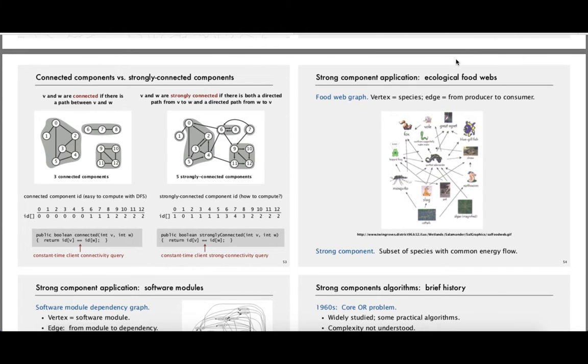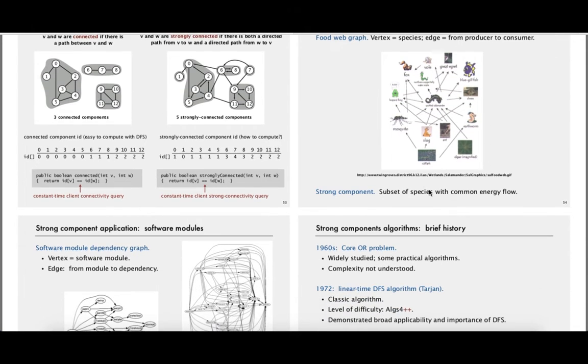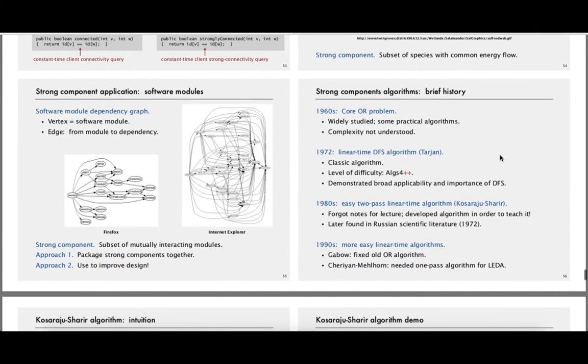We can see ecological food webs. So in a food web graph, you can see that vertices are species, and an edge goes from producer to consumer. A fox can eat a mosquito, and it's like that. So it is a subset of species with common energy flow. In strongly connected components application we can also see software modules. In a software module dependency graph, a vertex is a software module, and an edge goes from a module to its dependency.